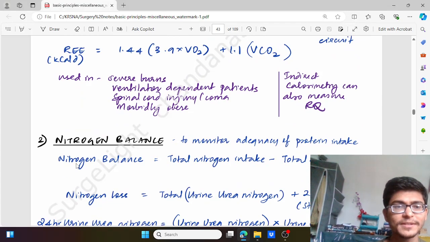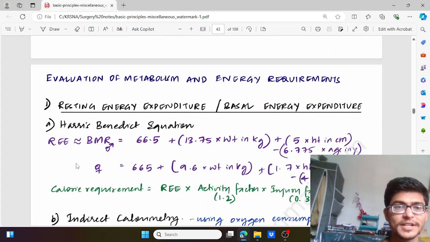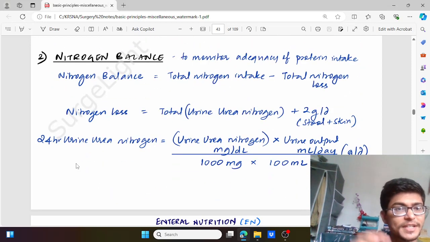So, the second is the nitrogen balance. First was the resting energy expenditure. Now second is the nitrogen balance.